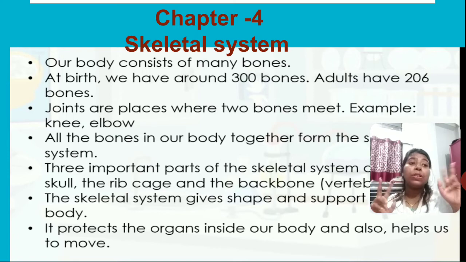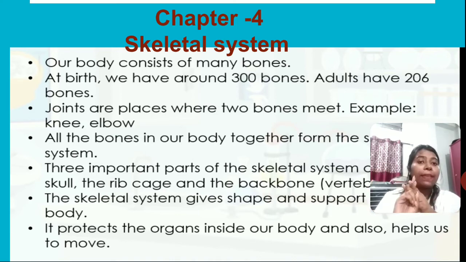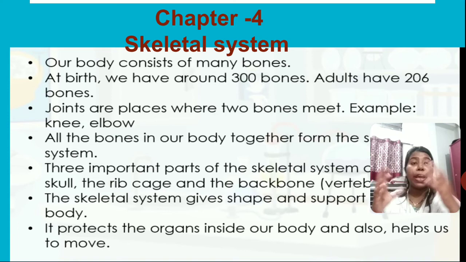Now the bones meet in many places all over our body. When the bones meet together, they are called joints, and we have different joints, like your knee, elbow, wrist and hip, and these joints help us to move, isn't it?